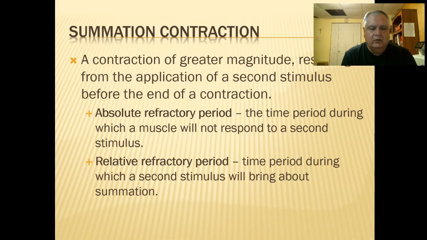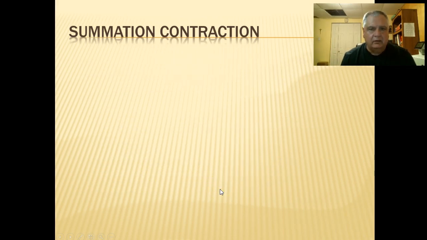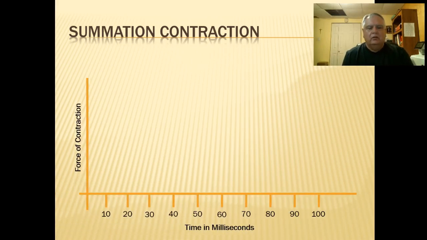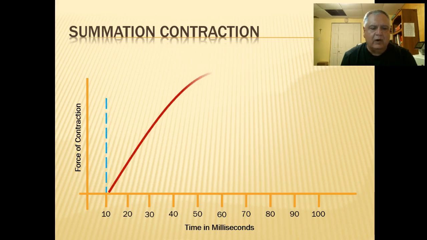The next time period we take a look at is called the relative refractory period. This is the time period during which a second stimulus, when applied to the muscle fiber, will bring about another contraction and therefore summation. So here's how it works. Let's look at our graph again.